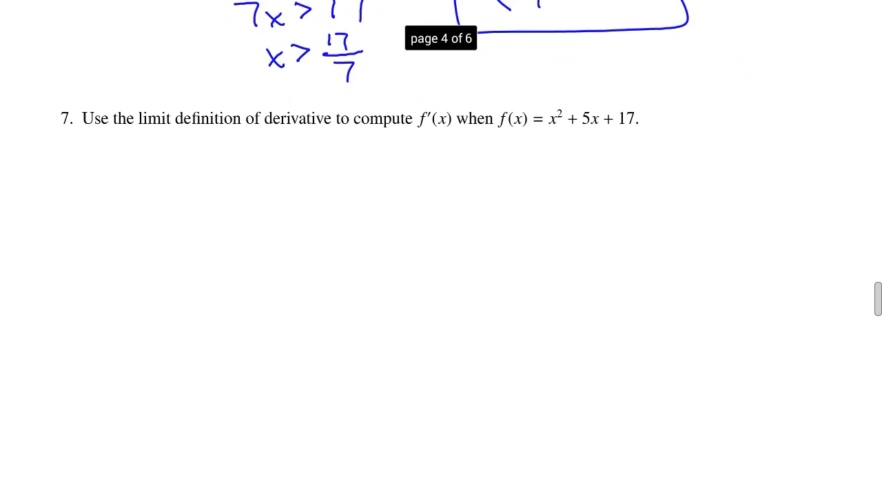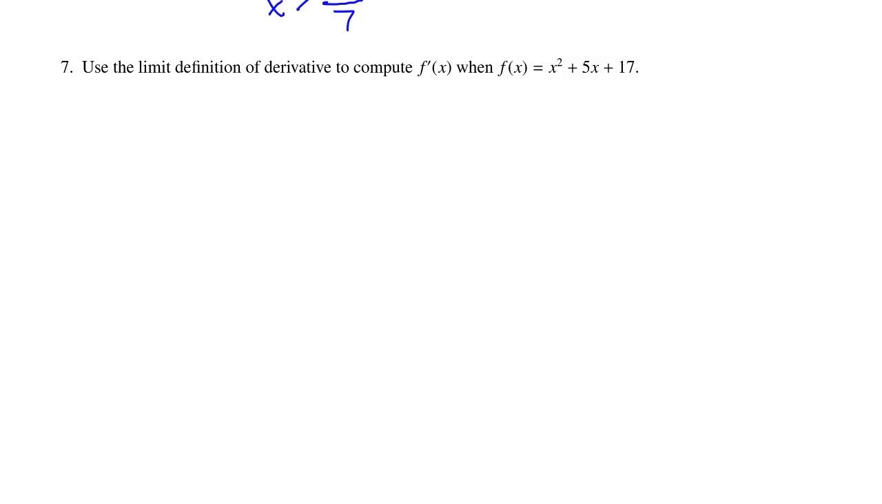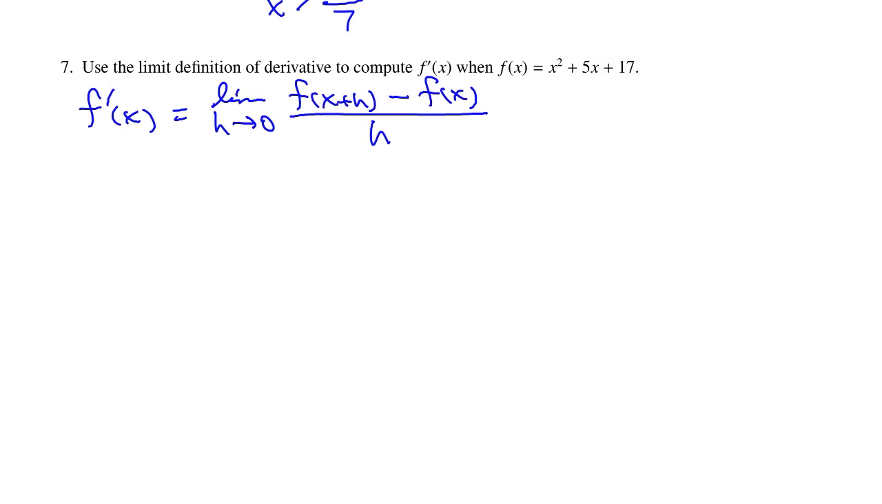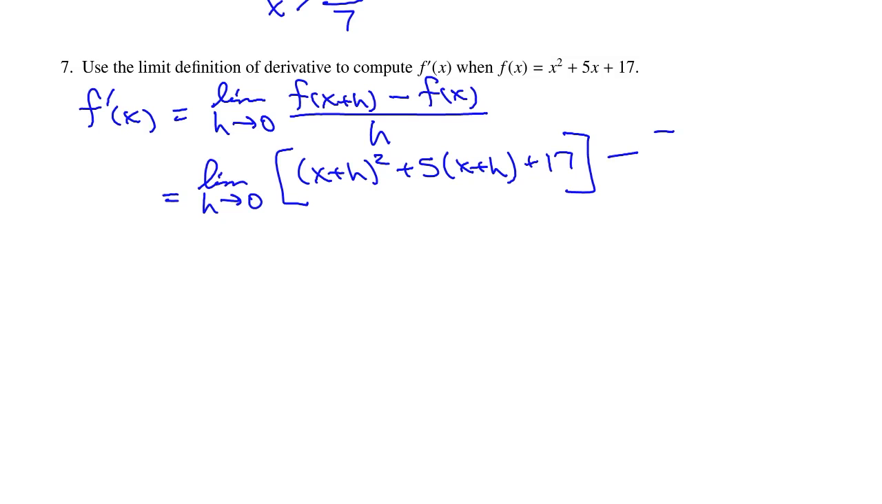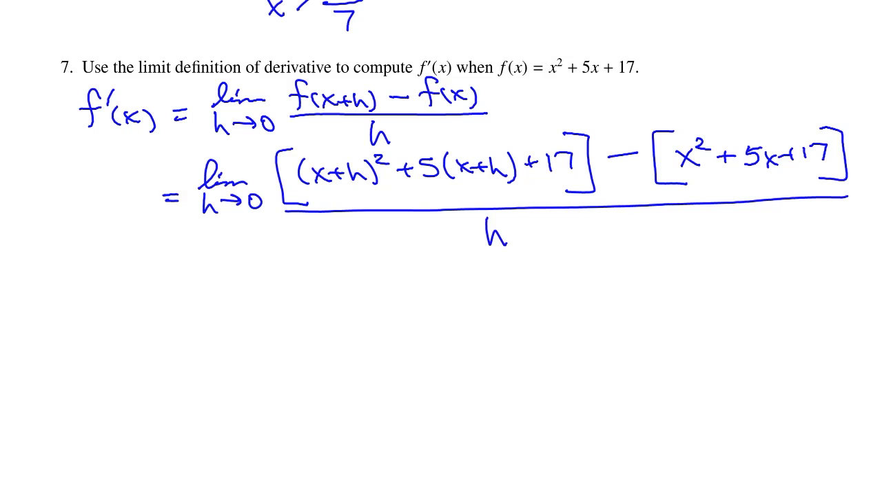Question 7. Use the limit definition of derivative to compute this derivative. So this would be f prime of x is equal to the limit as h goes to 0 of f of x plus h minus f of x over h. Let me go ahead and evaluate the function at x plus h. So that would be x plus h squared plus 5 times x plus h plus 17 minus the function itself, x squared plus 5x plus 17, over h.